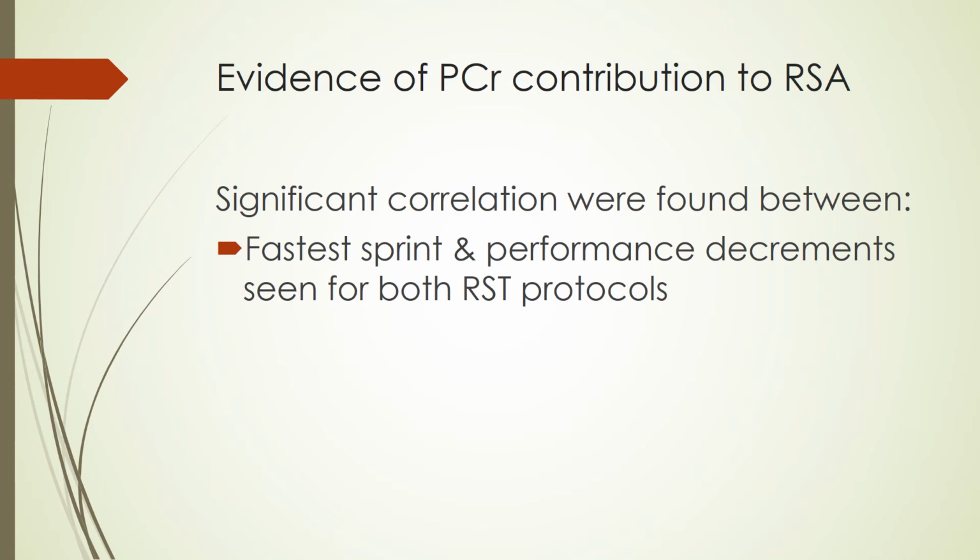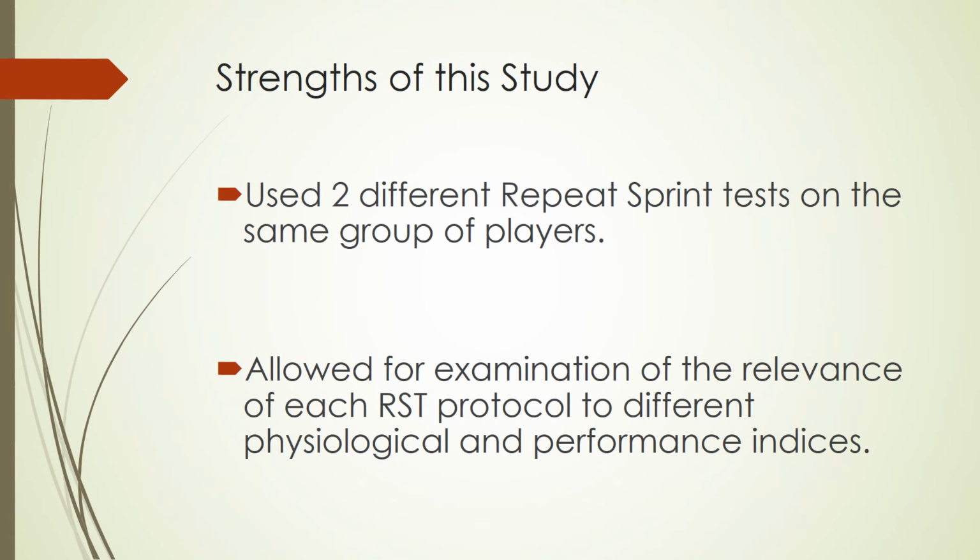We use ATP when we want to do work at a very fast rate, such as during a maximal sprint, so we see similarities there. Then we need to be able to effectively utilize PCR, and despite these similarities, and despite the fact that from a bioenergetic perspective they appear to be measuring the same thing, there was no correlation found between the performance decrement scores on the same group of players. Some strengths of this study: they used two different repeat sprint tests on the same group of players.